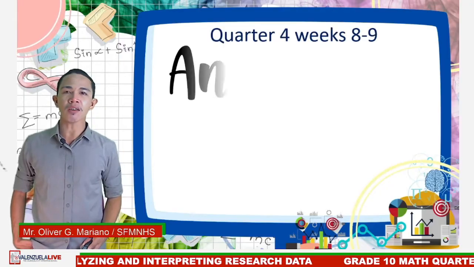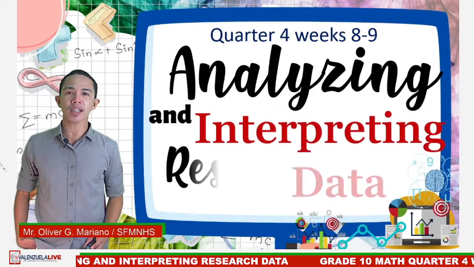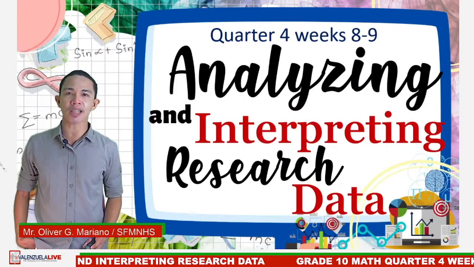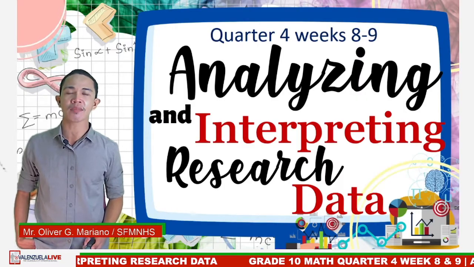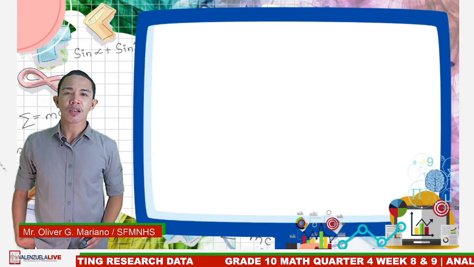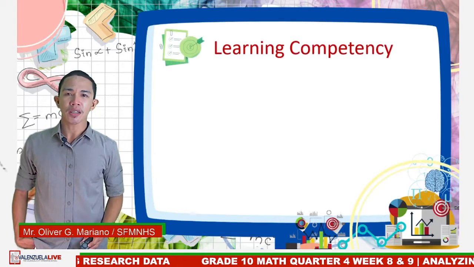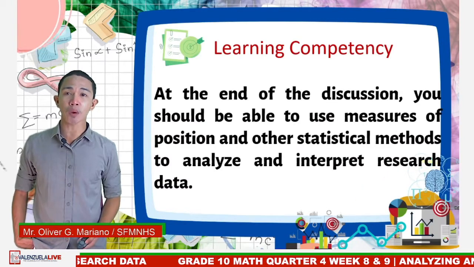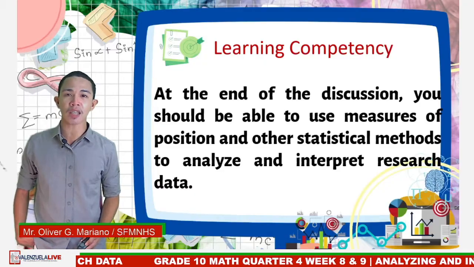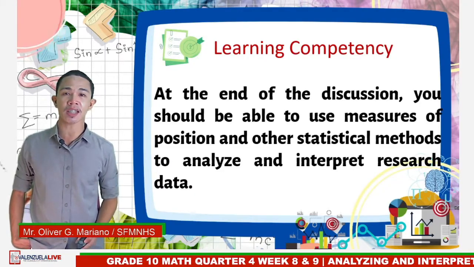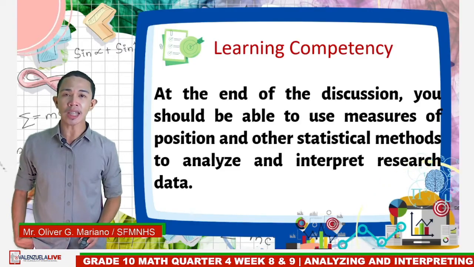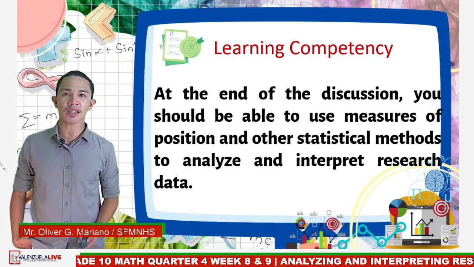We are now on the fourth quarter, weeks 8 and 9, which is about analyzing and interpreting research data. For this session, you are expected to meet this most essential learning competency, which is to use measures of position and other statistical methods to analyze and interpret research data.